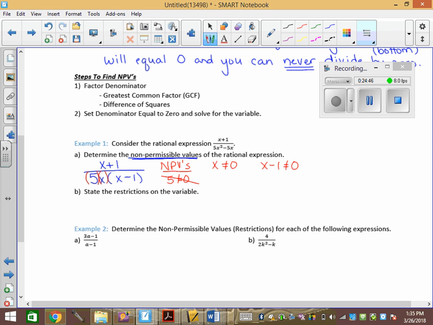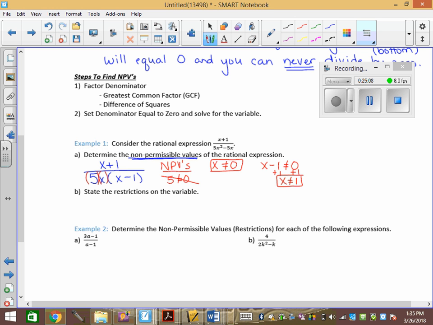Okay? And I just solve those for x. Well, this one already is. X can't equal 0. Okay. And then this one, we move the 1 over. And we say x can't equal 1. Now, when you walk away from your non-permissible values, you should know if you're right or not, because you can plug them back in. And if you plug them back into your denominator and your denominator turns to a 0, you're golden. You have the right NPVs.